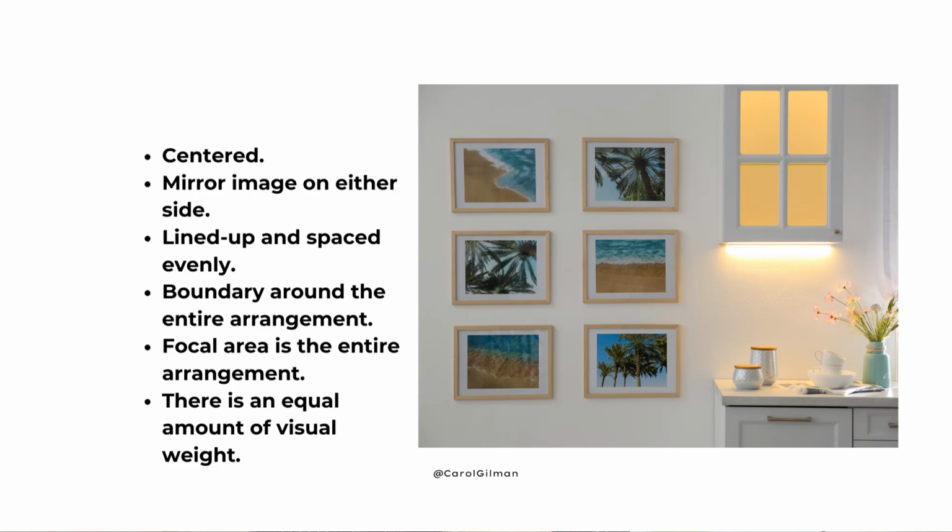Well, because all of these pictures are the same size and they are arranged in this very formal, symmetrically balanced way, there is an equal amount of visual weight everywhere. And if we were to draw an imaginary line down the center of that arrangement, we would see a mirror image on either side. And we could also draw an imaginary horizontal line, and the same thing would happen. We would see a mirror image on either side.